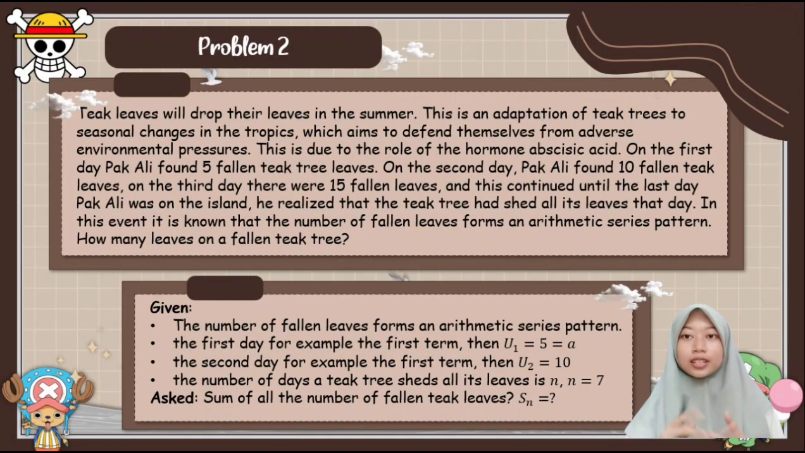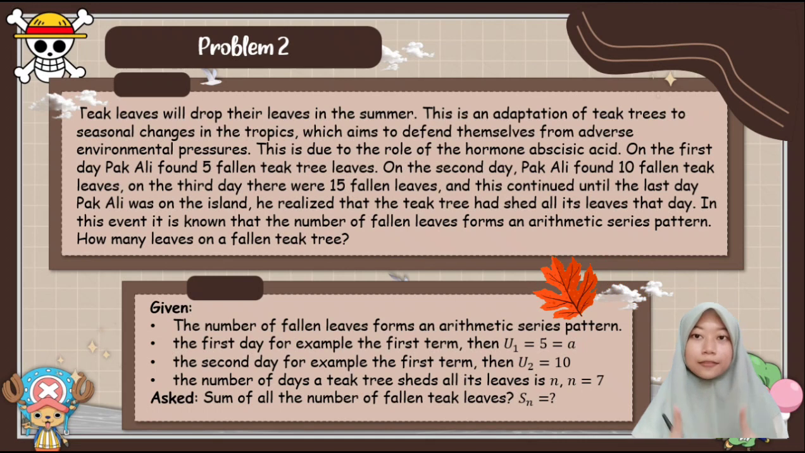Okay, problem 2. Teak trees will drop their leaves in the summer. This is an adaptation of the teak tree to seasonal changes in the tropics, which aims to defend themselves from adverse environmental pressure. This is due to the role of the hormone abscisic acid.